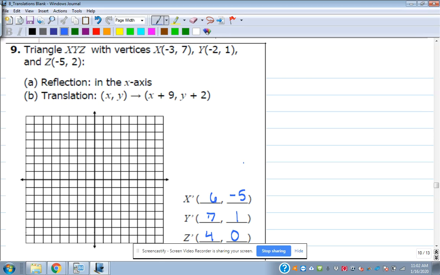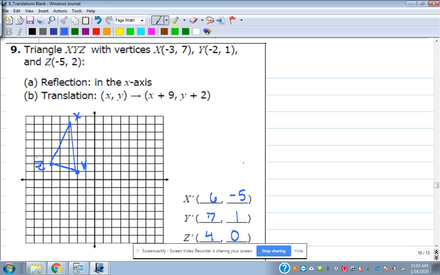So when you're doing this, the original image, you want to graph that. So negative 3, 7, negative 2, 1, negative 5, 2. So we've got our first triangle. Yeah, that's the original, the pre-image. So we just graphed the pre-image there.